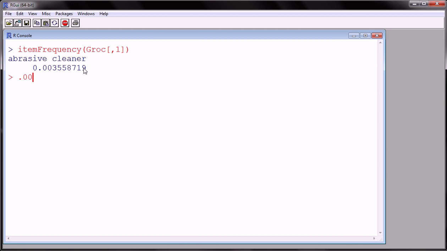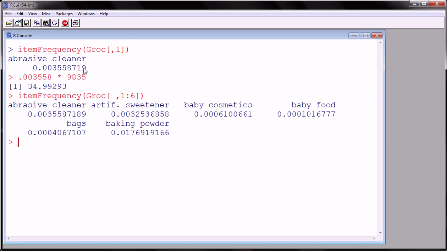To just put a number on that, let's multiply that by the number of transactions. So it shows up in about 35 transactions. Okay? So we don't know yet if that's high support or not. It's relative. But let's take a look at some of the others. So you could see the first 6 items, 10 items, however you want. Notice I'm leaving this open, so I'm looking at all transactions, but these are where the features are in the columns. So I'm looking at the first 5 items alphabetically. And here are their supports.